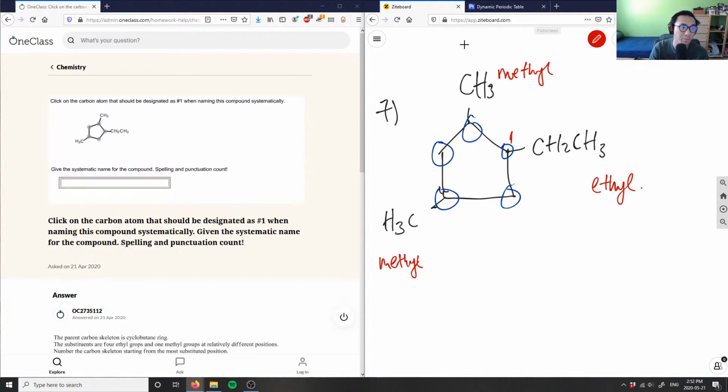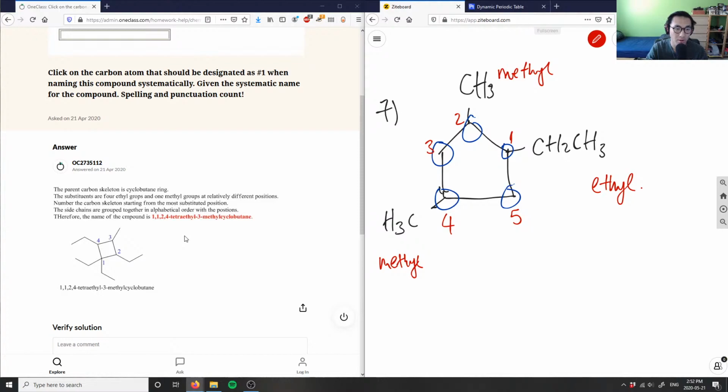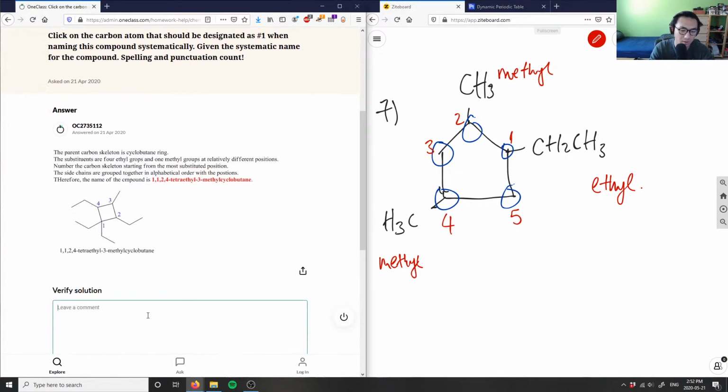I want to minimize the number. So I want to go number 2. This here would be 3, 4, and 5 here. So if we were to name this, this is actually 1-ethyl, and then 2,4-dimethyl cyclopentane. And that's how you would name this compound here. So this solution is actually the wrong solution for this compound here. So the solution is incorrect, it is not for the right question.